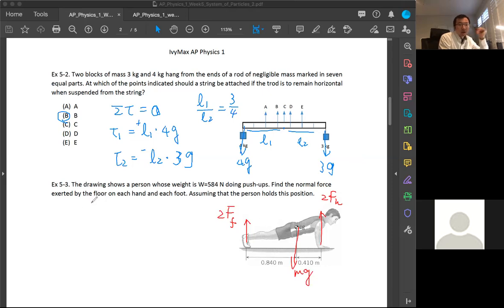Obviously, horizontally we don't care because there's no force at all. So vertically, we have 2Ff plus 2Fh minus mg should equal 0, right? This comes from the net force in the y direction must be 0, right? And the torque must be 0.